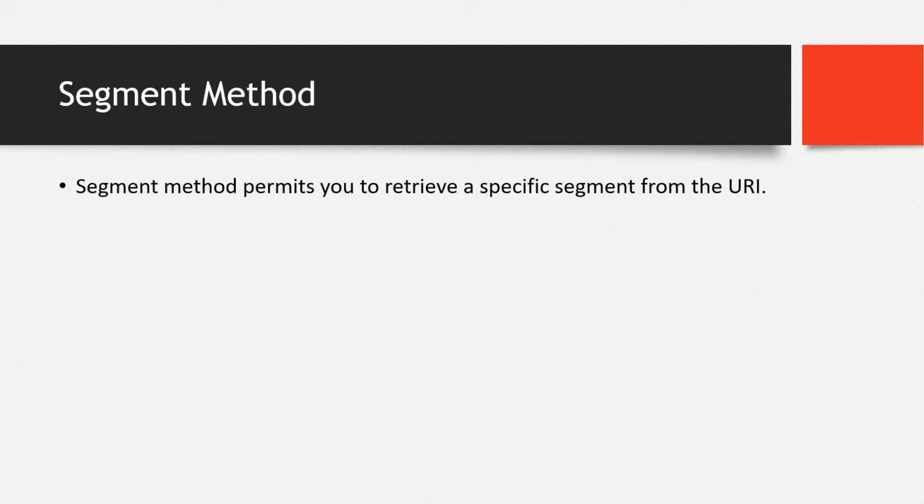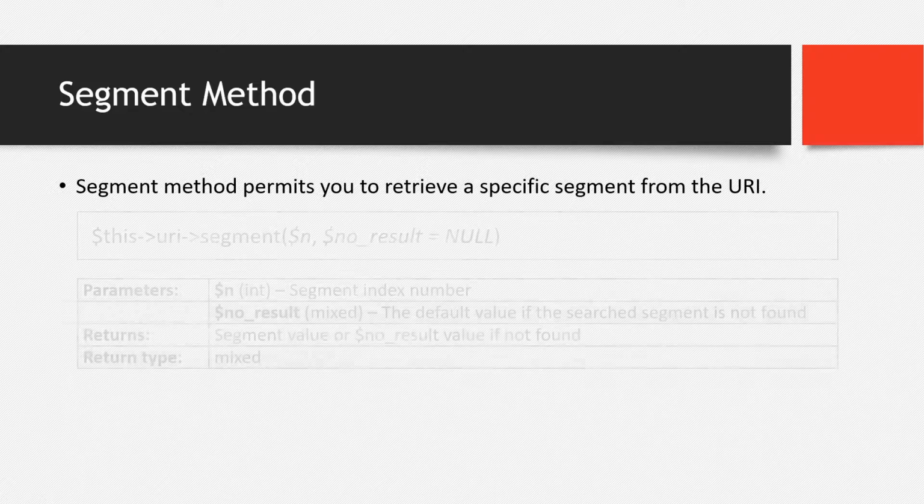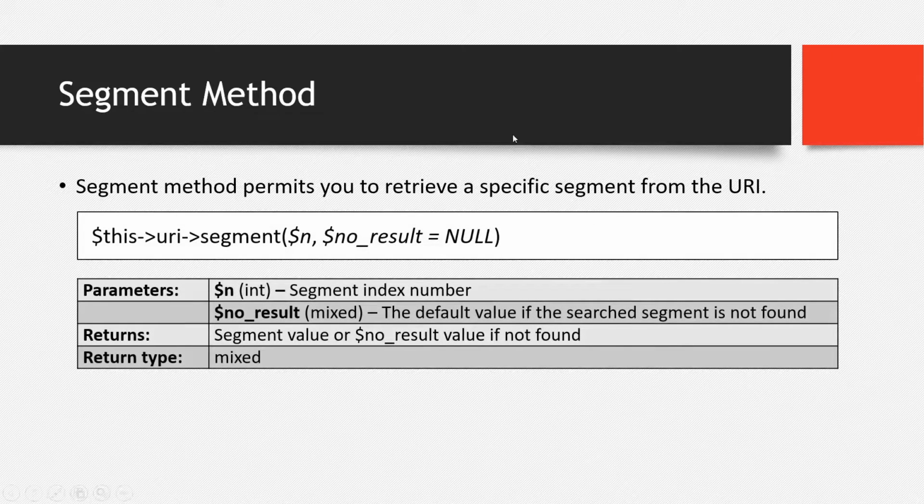So let's start with the segment method. Segment method permits you to retrieve a specific segment from the URI. So ito yung syntax niya. Okay, so this URI segment, then it has two parameters. So the first parameter indicates the segment index number. Then the second parameter wherein you're going to specify a default value if the search segment is not found.